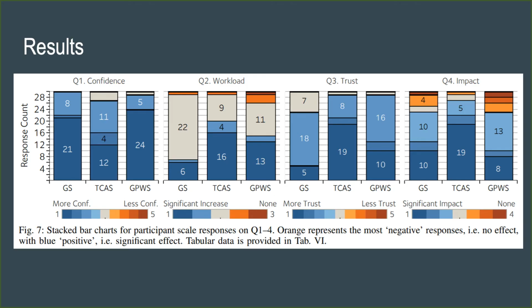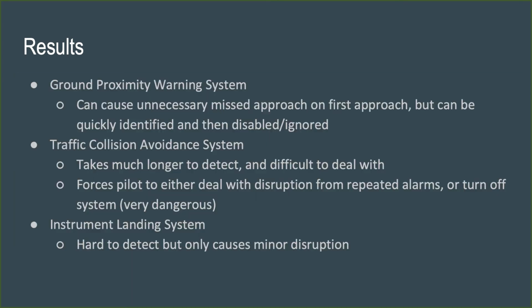And so the results, this is a little complicated, so I'll explain this on the next slide, but essentially what they did was, you can see the bar is like 30 pilots, the height is 30, and so they're giving responses from like a 1 to 5 on a confidence level of how much they were impacted. So this basically explains what were the findings here. So the results for the ground proximity warning system, which basically tells you how close you are to the ground, what they found was that it can cause a lot of unnecessary missed approaches on your first landing. But afterwards, pilots are able to quickly identify that this has been tampered with and then disable or ignore it.